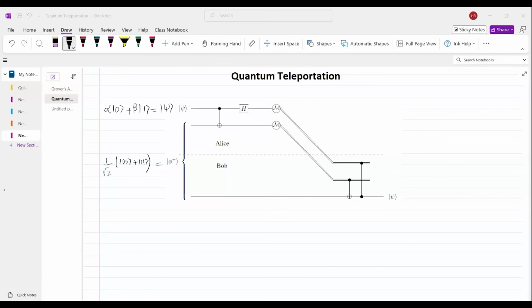Okay, so at the beginning of the protocol, the combined quantum state is represented as state psi tensor product with the Bell pair.